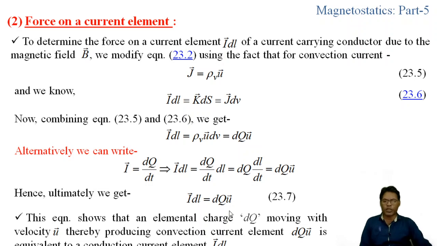Now this equation shows that the elemental charge dq moving with the velocity u, thereby producing the convection current element dq into u, is equivalent to the conduction current element I dl. So this equation 23.7 is very important, which shows the relationship between the convection current and the conduction current.